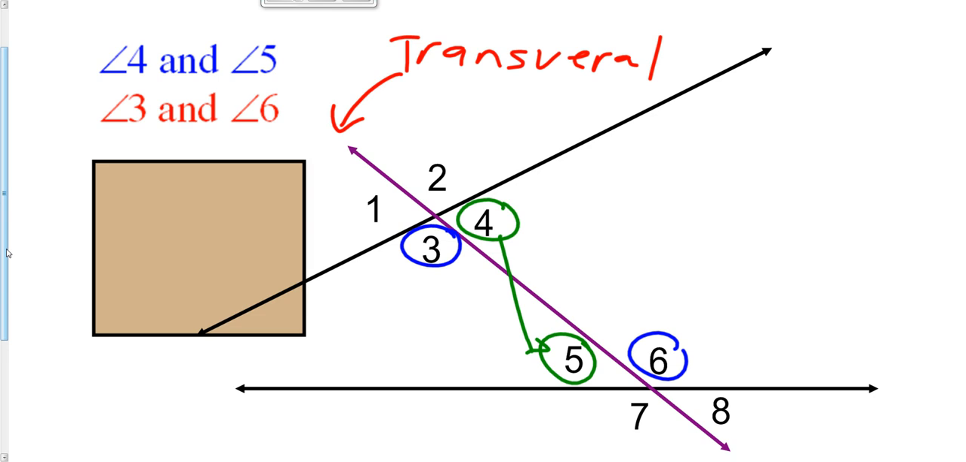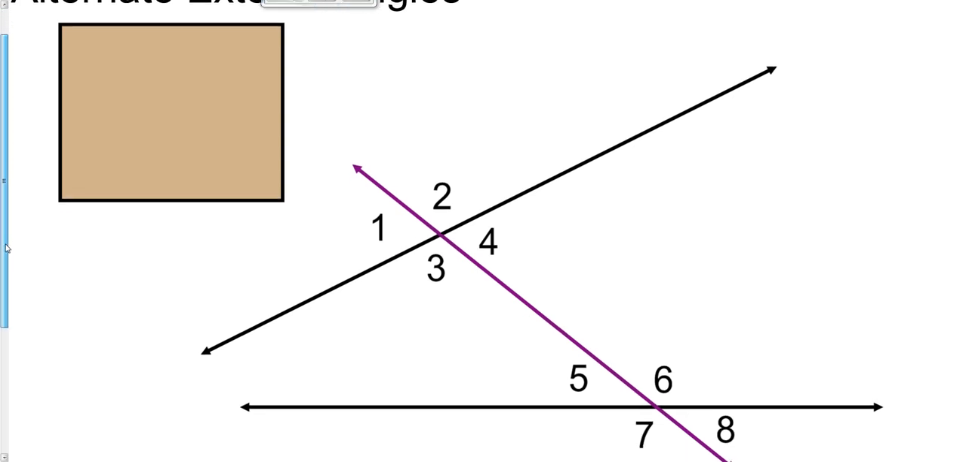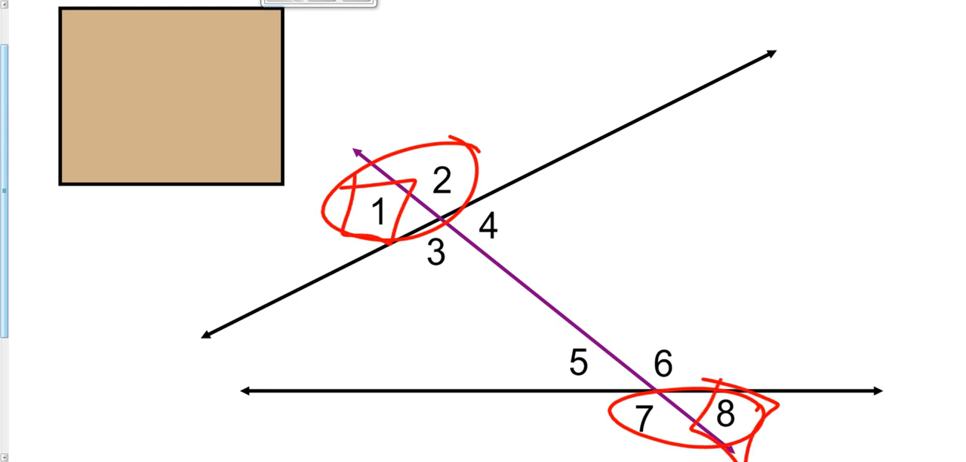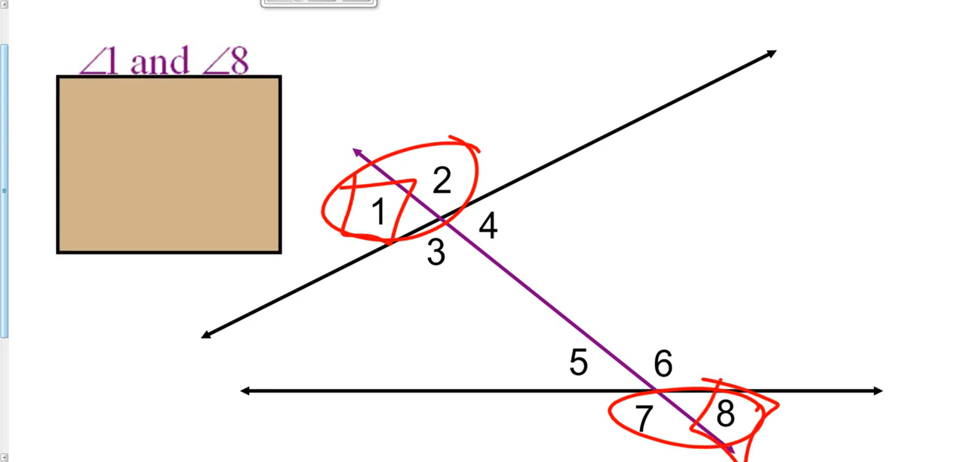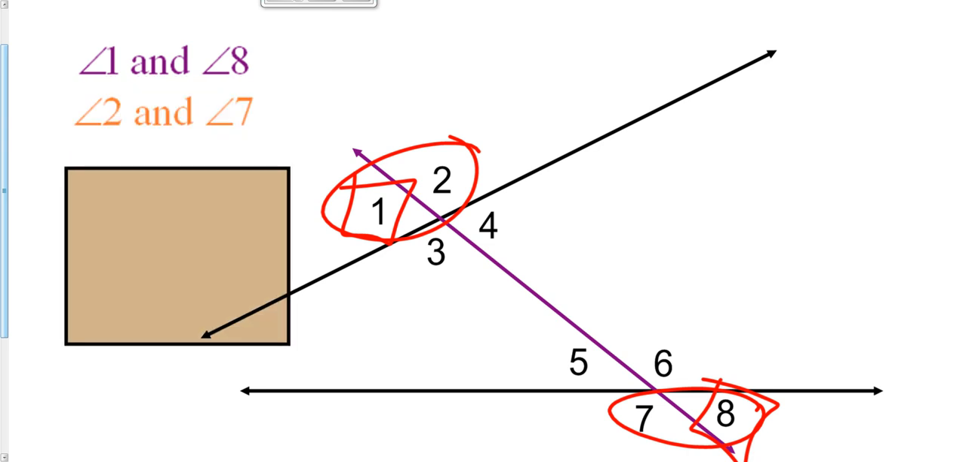So if you know what alternate interior means, you could probably guess what alternate exterior means. Alternate exterior, one's on the left side, one's on the right side of the transversal, and they're on the outside or the exterior. So 1, 2, 7, and 8 are on the exterior. So alternate exterior, angle 1, angle 8 are alternate exterior angles. In the same way, so are 2 and 7, alternate exterior angles.